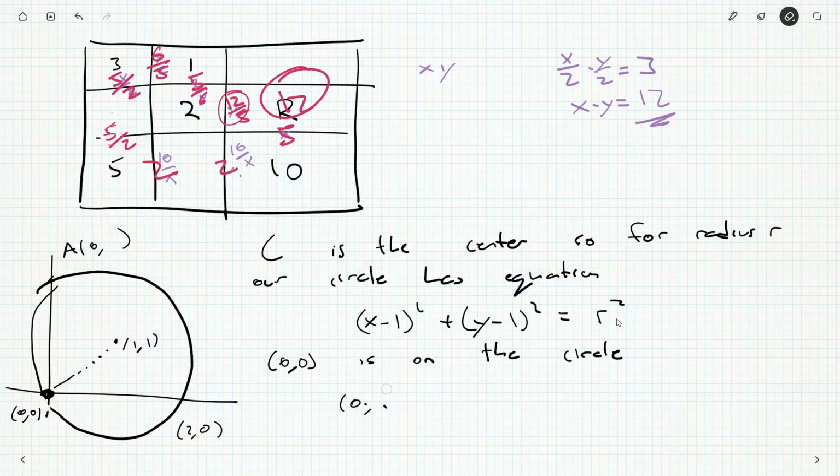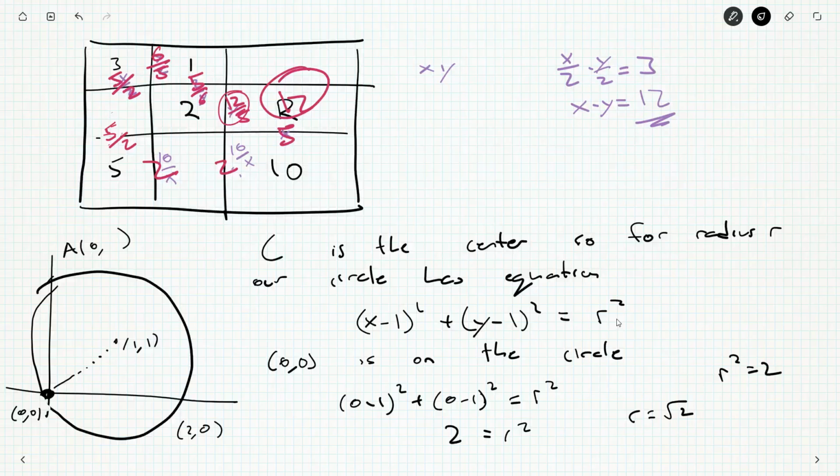So 0 minus 1 squared plus 0 minus 1 squared is equal to r squared. But this is 1 plus 1, 2, is equal to r squared. R is equal to root 2. R squared is equal to 2. So now I know the equation of my circle. Circle has equation x minus 1 squared plus y minus 1 squared is equal to 2.